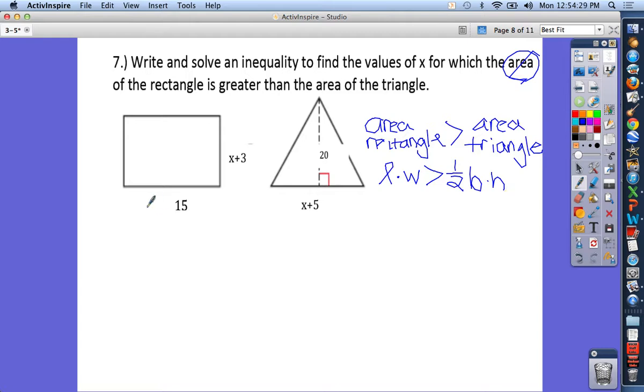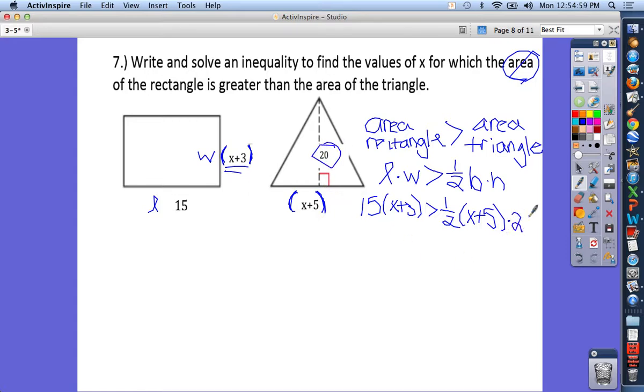Our length and our width: we have 15, and the width is the whole quantity x plus 3. Since this whole thing is the width, I'm going to put parentheses. It's 15 times the whole x plus 3 is greater than 1/2 times my base, this whole x plus 5, times the height, which is 20.